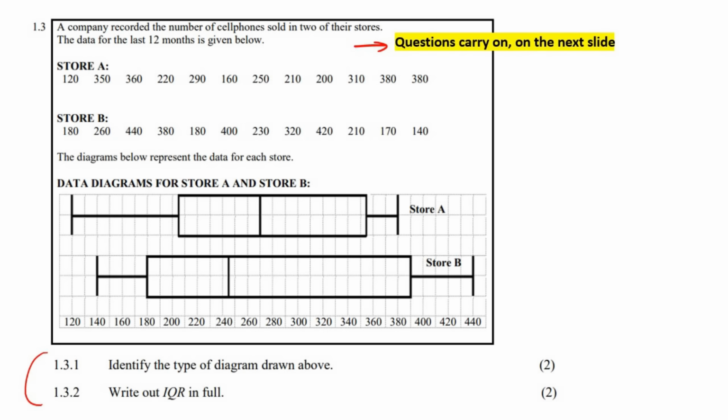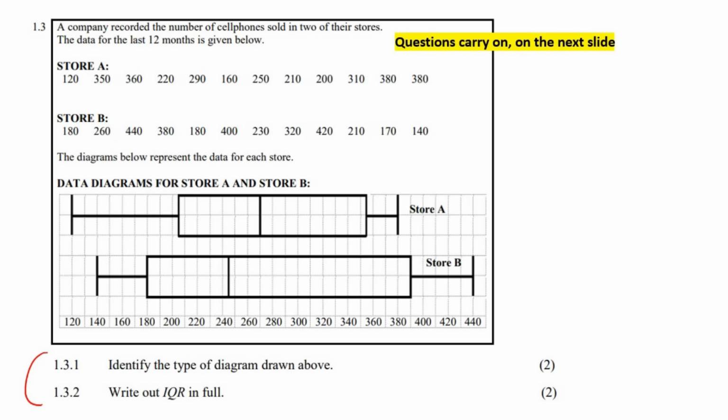So a company recorded the number of cell phones sold in 2 of their stores. Okay, store A, store B. Now the data for the last 12 months is given below. Okay, so for example, store A, they sold 120 cell phones in that month, 350 in that month, and then this is just store B.